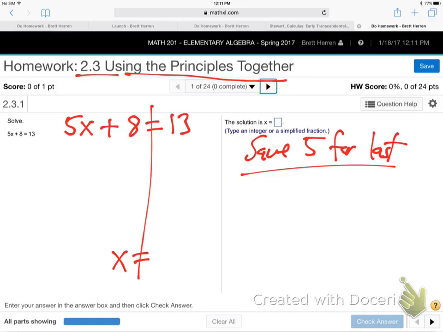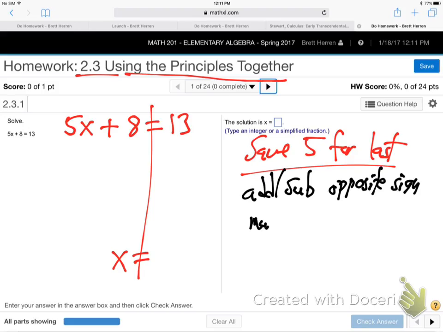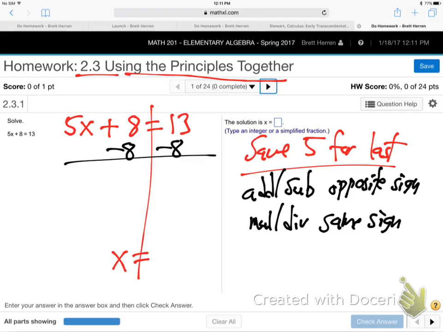How do I get rid of that 8? Not minus 8, negative 8. Right, because it's a plus 8, you do the opposite. Remember, when we add, subtract, opposites. Let me write that. Add, subtract, opposite sign. Always opposite. But when you multiply, divide, it's same sign, huh? Keep reminding you that. So yeah, minus 8. See, I'm doing the opposite sign because I'm adding, subtracting. It's always the opposite sign. Those are gone. Good?